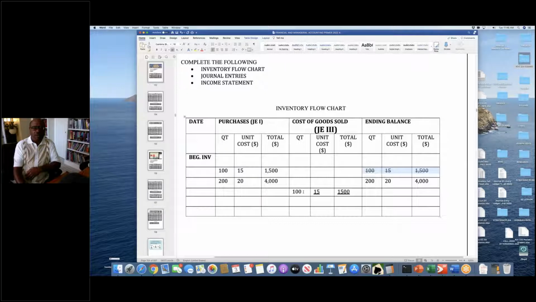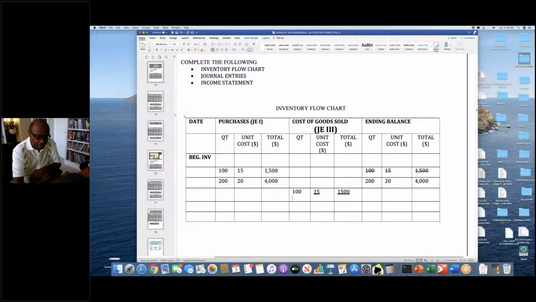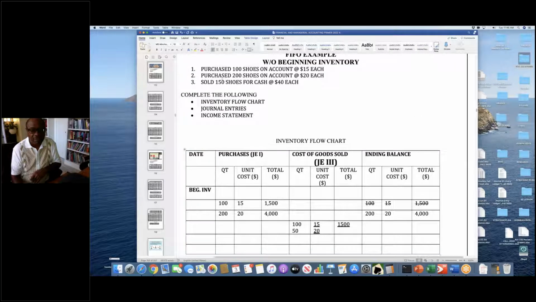But what else did we sell? 50 more. So we're gonna have to cost them at what price? 20. Cost those at 20. Now where does this 50 come from? You sold 150. So first you sell the old 100, then you gotta sell 50 more. The people want the shoes. Are you gonna just keep them in the warehouse and not sell them?